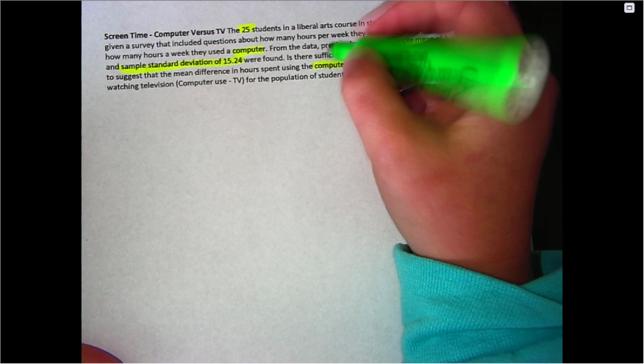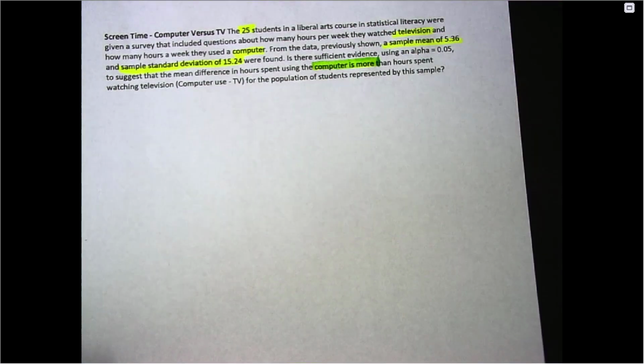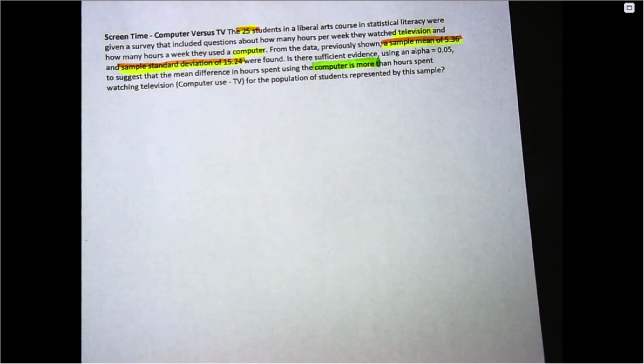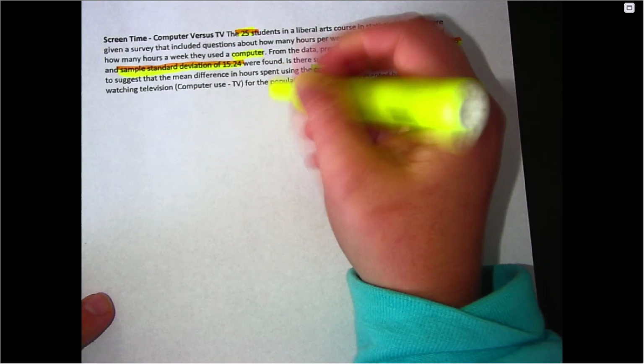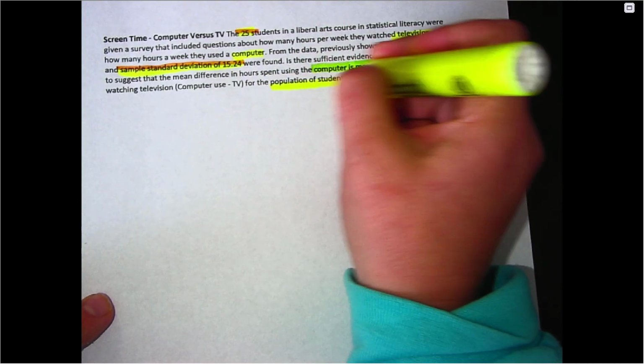We'll be adding a few things. So computer is more is kind of a separate component. And also the mean and standard deviation and the sample size. Those are going to help us in our executing calculations. And then here at the end, it tells us the population of students and how the differences were calculated.